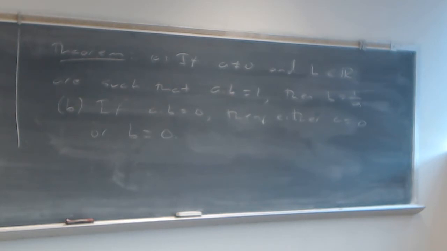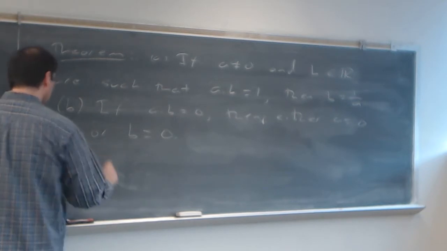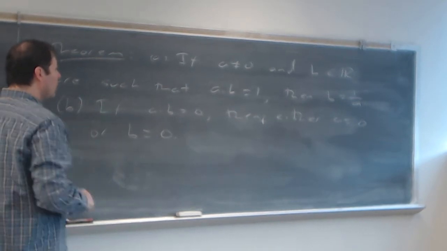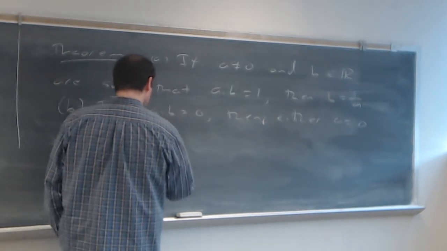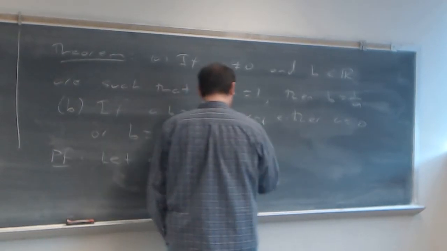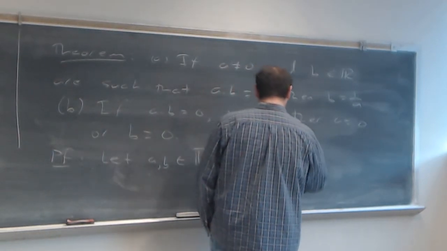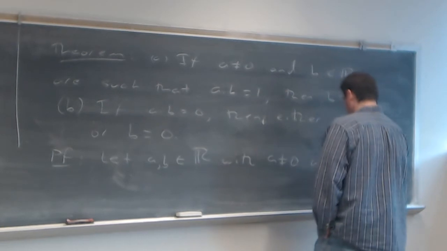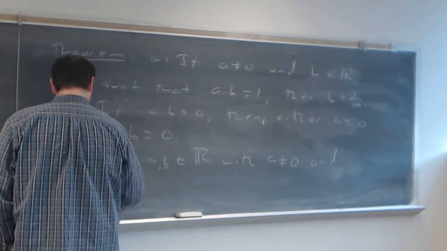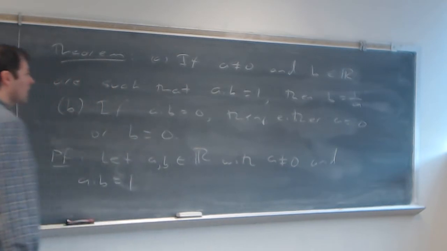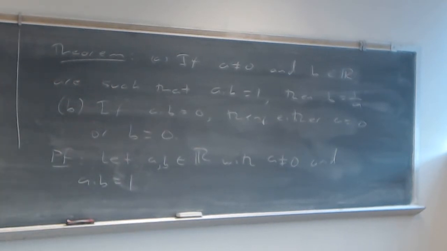Okay. So I can prove part A directly, I believe. I'm going to let A and B be real numbers with A being different than 0, and A times B equaling 1. What I want to show is that B had to be the multiplicative inverse of A. That's what I want to show. B has to equal 1 over A. That's what my job is.